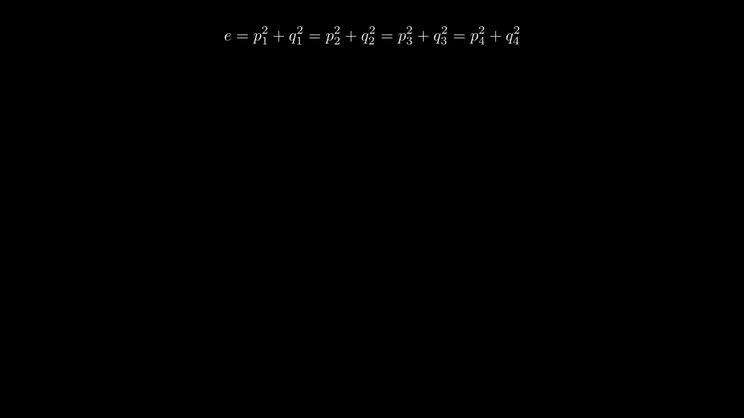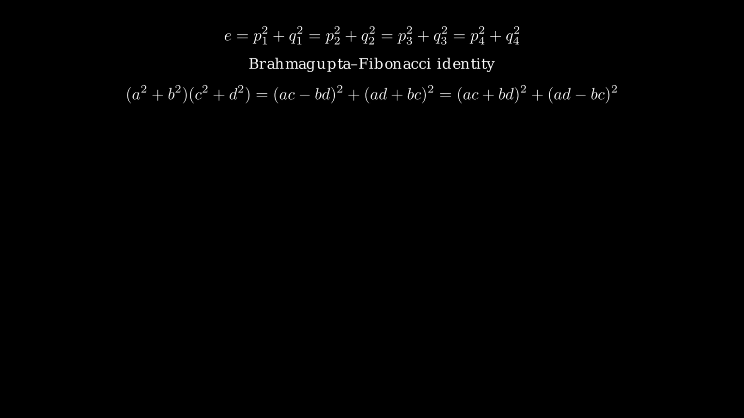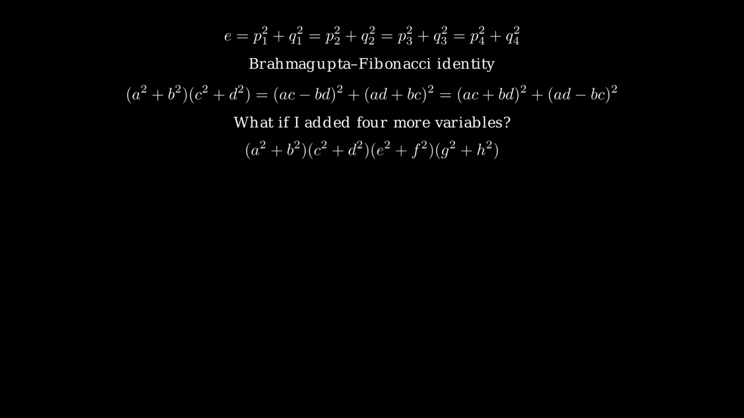Okay, is there another way to solve this that doesn't require restricting the values to be squares? There is an identity that looks similar to what we have here, but it only works with two sums of two squares, not four sums like we have. I then tried to figure out if this could be extended somehow to work for four squares. I would need twice the variables for my solution, so one thing I tried was adding four more variables. Instead of just having a, b, c, and d, now there's e, f, g, and h.